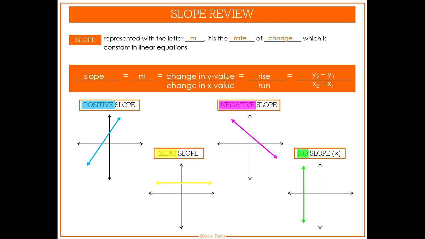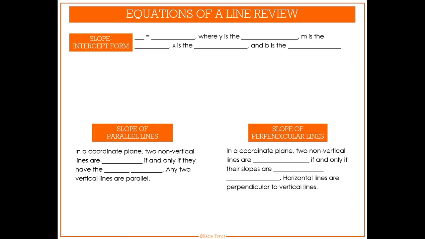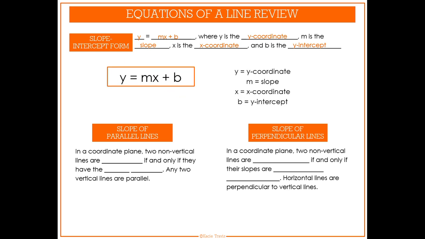Now, let's talk about slope-intercept form one more time. It's been a while since you've seen it. It's our old friend y equals mx plus b. Remember what y is? That's the y coordinate, m is the slope, x is the x coordinate, and b is the y intercept. Y equals mx plus b. That is such a fun thing to see once again. I miss algebra, don't you?